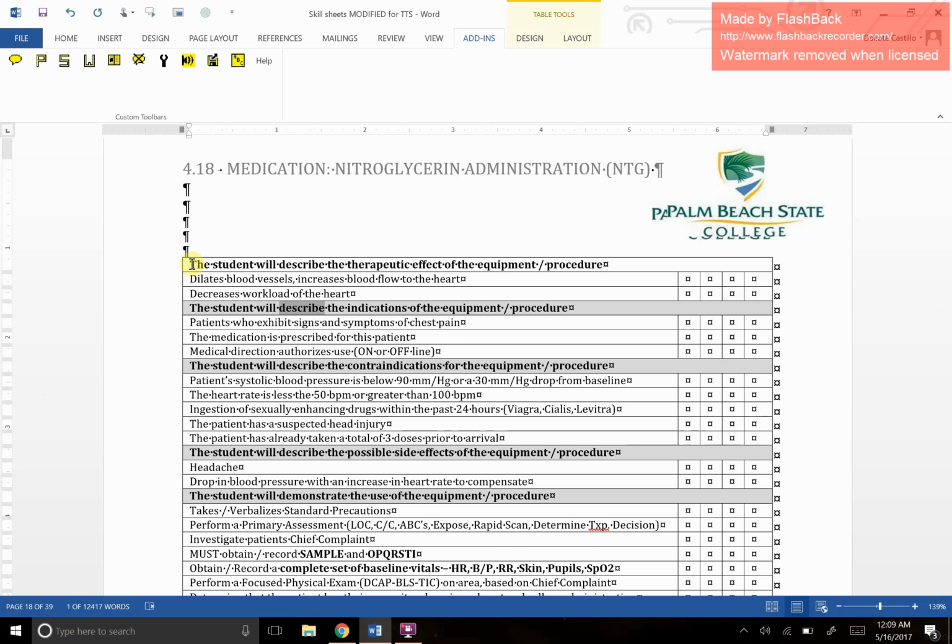The student will describe the indications of the equipment / procedure. Patients who exhibit signs and symptoms of chest pain. The medication is prescribed for this patient. Medical direction authorizes use, on or offline. The student will describe the contraindications for the equipment / procedure.